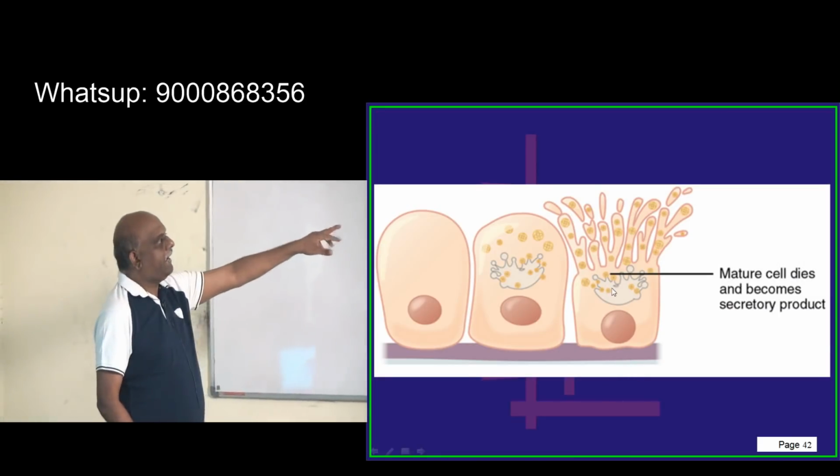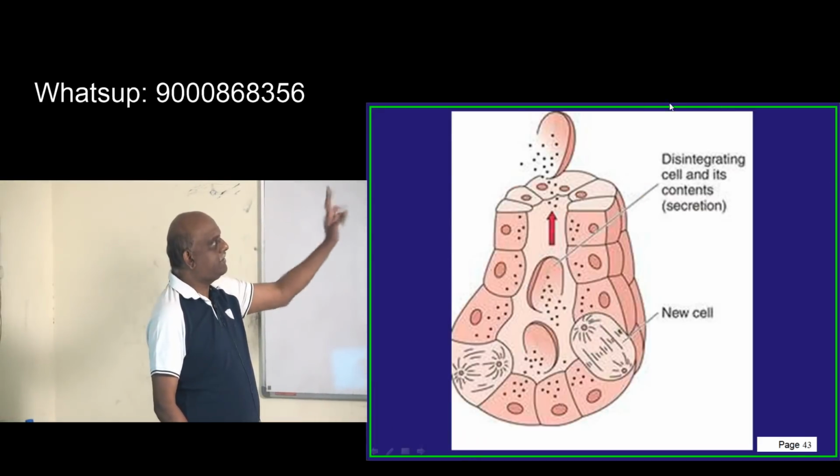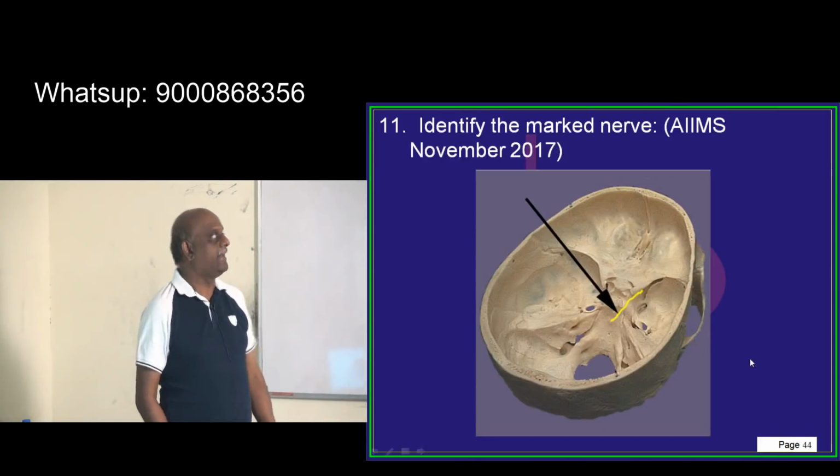So a mature cell dies and becomes secretory product. What is this called as? This is called holocrine secretion.